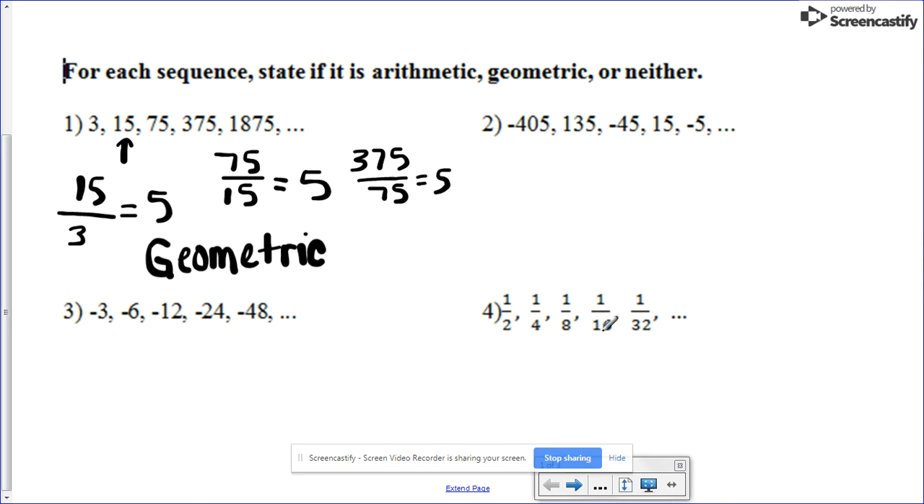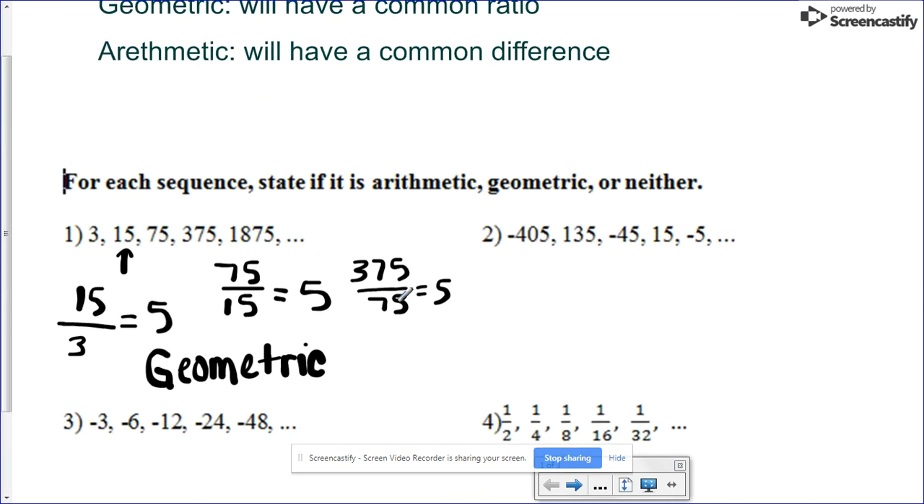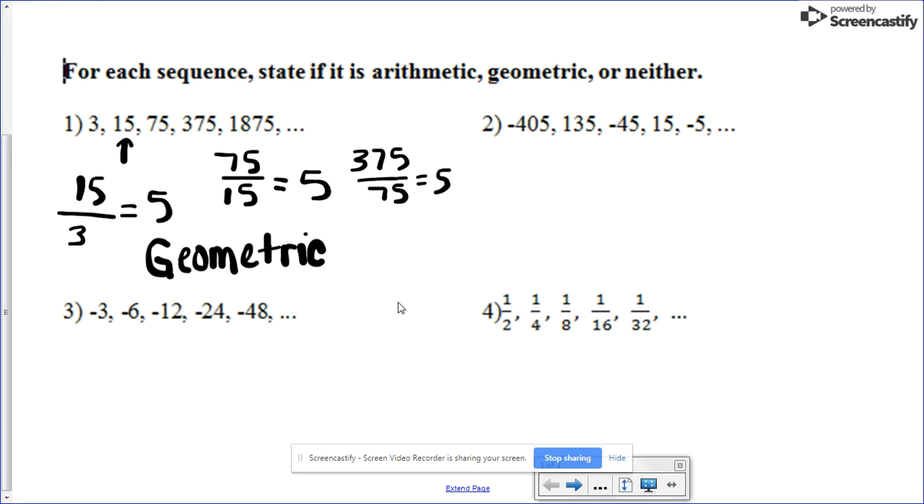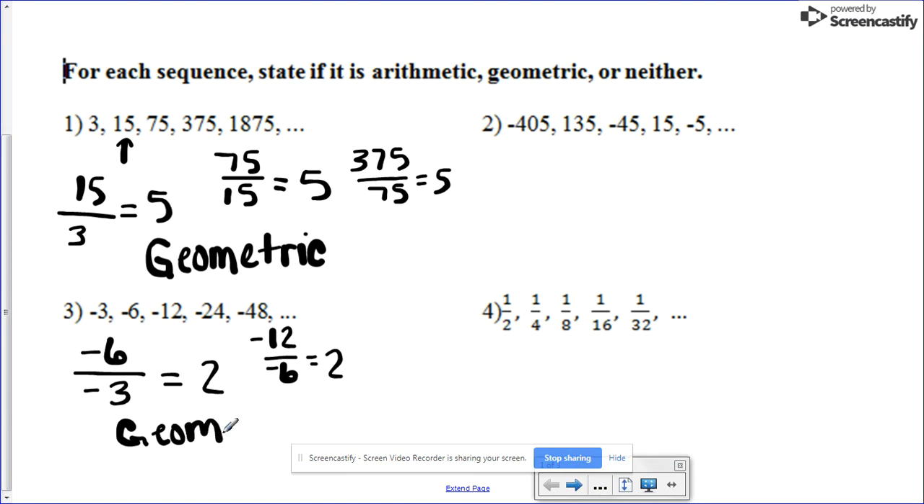An arithmetic sequence is going to have a common difference. So once you try to do geometric and it doesn't work... Here's -6 divided by -3, that's 2. -12 divided by -6, that's also 2. So we can tell this is going to be a geometric sequence. Let's see what we've got with this fourth one.